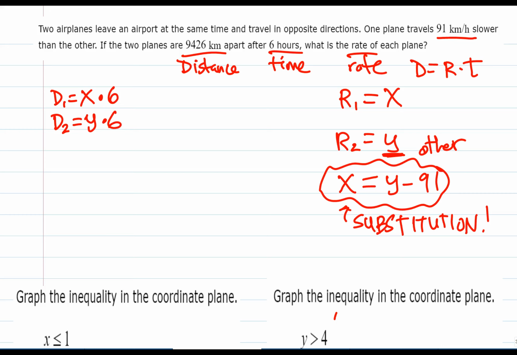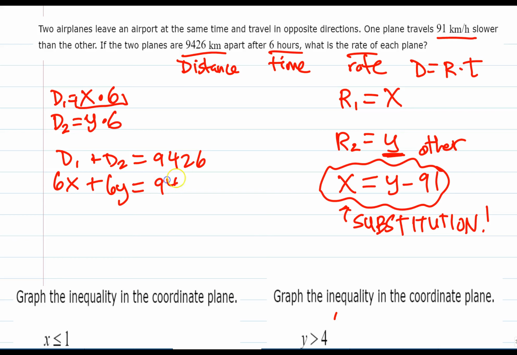And I love the way that you put that, because if they're going opposite directions, then their distance apart is growing. So it is a total distance. If I added up the distance that the first plane went plus the distance that the second plane went, it should make 9426. Substitute, replace D1 with what? I'm tired of writing that as x times 6. What is x times 6? Plus equals.